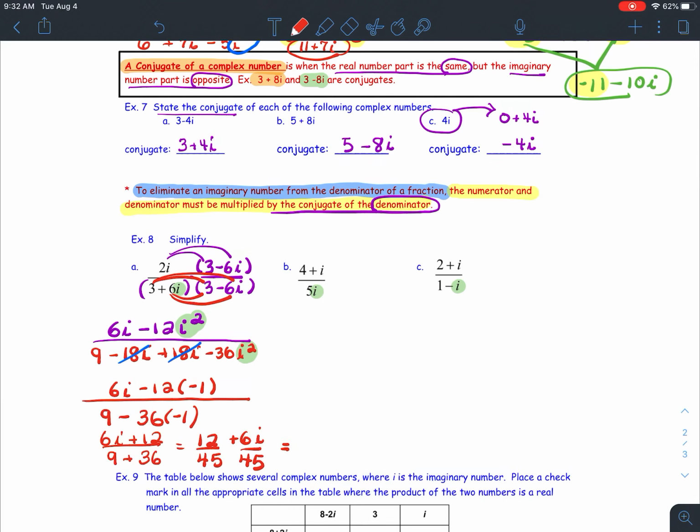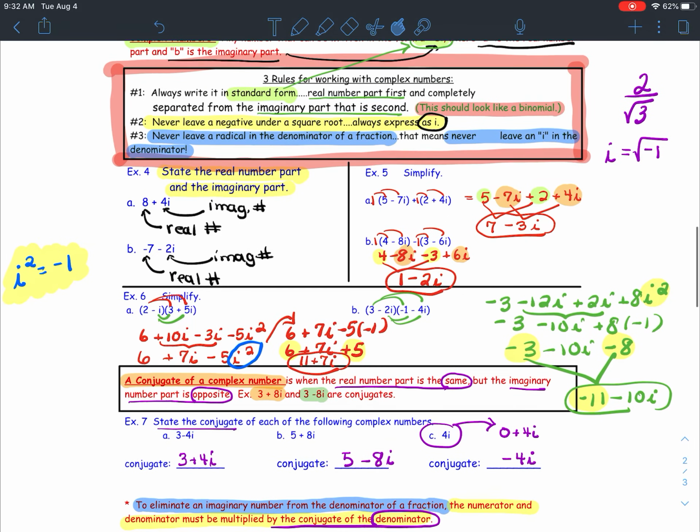And then the only thing I have left to do is simplify each of these fractions. You could use your calculator. If you typed in 12 divided by 45 and then hit the math fraction button, it would give it back to you in reduced fraction form. I think that reduces to 4/15. And the fraction 6 divided by 45 would reduce to 2/15. But don't forget, there is an i here that needs to stay with that.